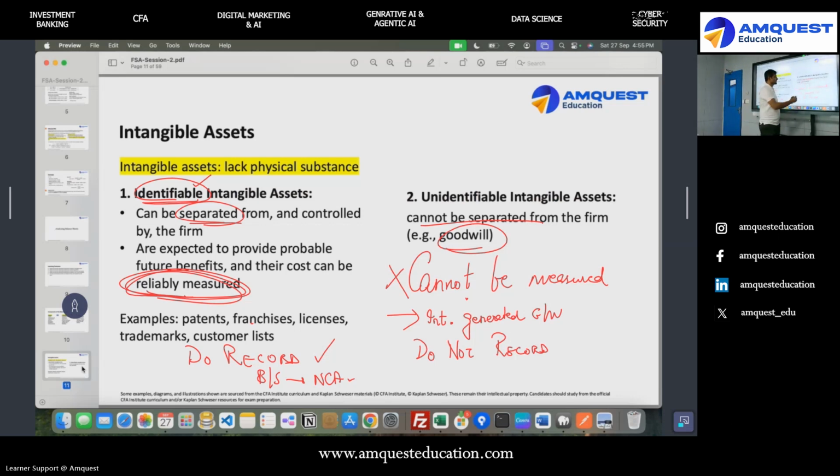Are we clear? So why can it not be measured, and therefore not be recorded in the balance sheet? Because I cannot measure. But the moment I can measure, I will record. So the first buyer will always record. That's why I told you clearly, internally, if you generate goodwill, you will not record it because you can't find the value. Are we clear? So there's a key concept: assets which are identifiable, you record; not identifiable, do not record. Clear?